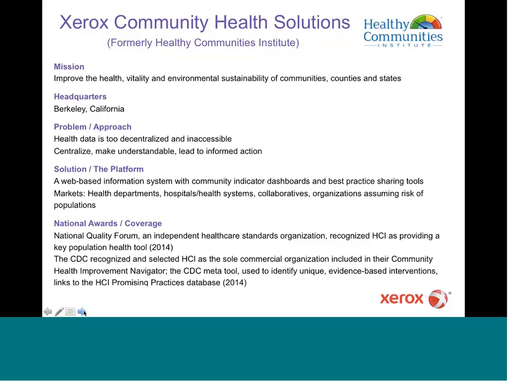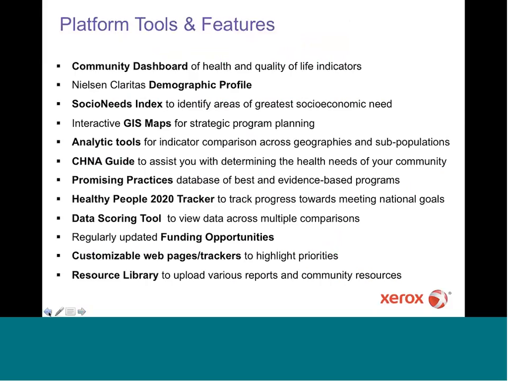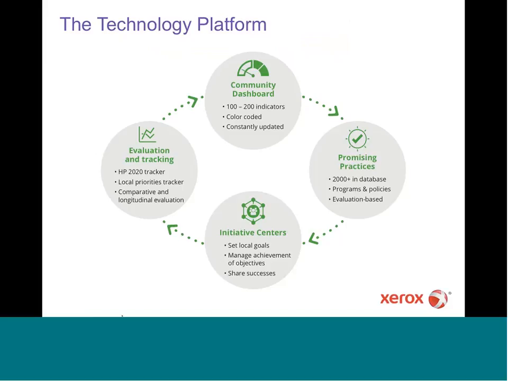Our solution to that problem is the technology platform. It's a web-based information system that takes data from various publicly available data sources and creates local dashboards of health data that are more visually appealing and easier to understand. Our signature feature is the community dashboard, which includes somewhere between 100 and 200 health and quality of life indicators at various geographies, and also provides some context so you can understand how your community is doing compared to other communities in your state or in the country.